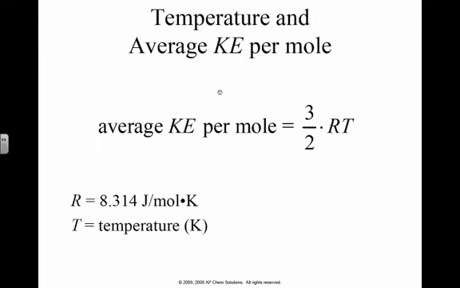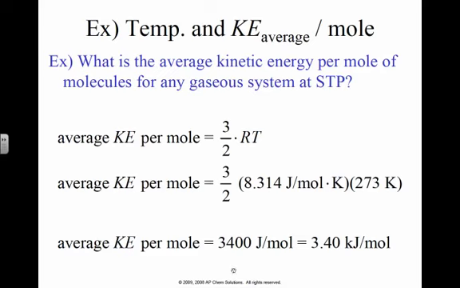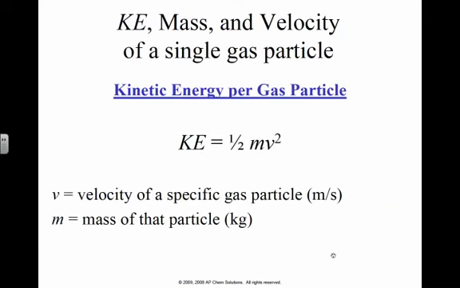Okay, the average kinetic energy per mole of gas is always equal to 3/2 RT. However, since we're talking about energy, kinetic energy, we're going to use a different R value. We're going to use the 8.314 joules per mole Kelvin R value, because energy is measured in joules. So what is the average kinetic energy per mole of molecules at standard temperature and pressure? 3/2 times 8.314 times standard temperature, which is 0 degrees Celsius, or 273 Kelvin. So 3,400 joules per mole, or 3.4 kilojoules per mole.